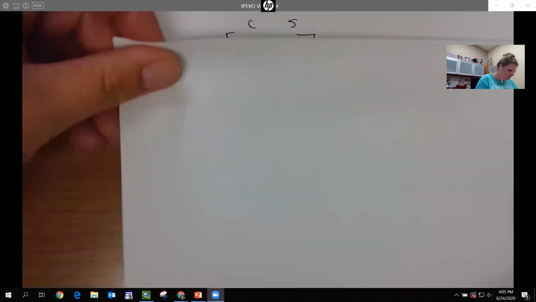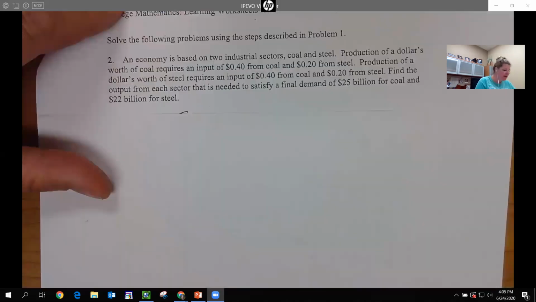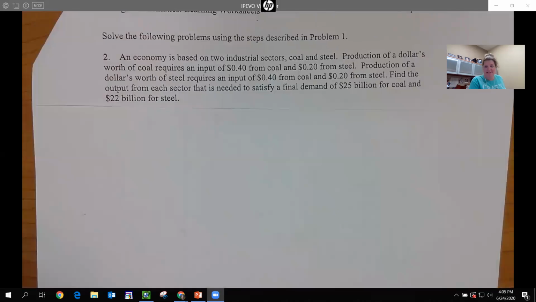All right, I'm going to walk through this one. So economy is based on two industry sectors, coal and steel. Production of $1 worth of coal requires an input of 40 cents from coal and 20 cents from steel. The production of $1 worth of steel requires an input of 40 cents of coal and 20 cents from steel. Find the output for a final demand.